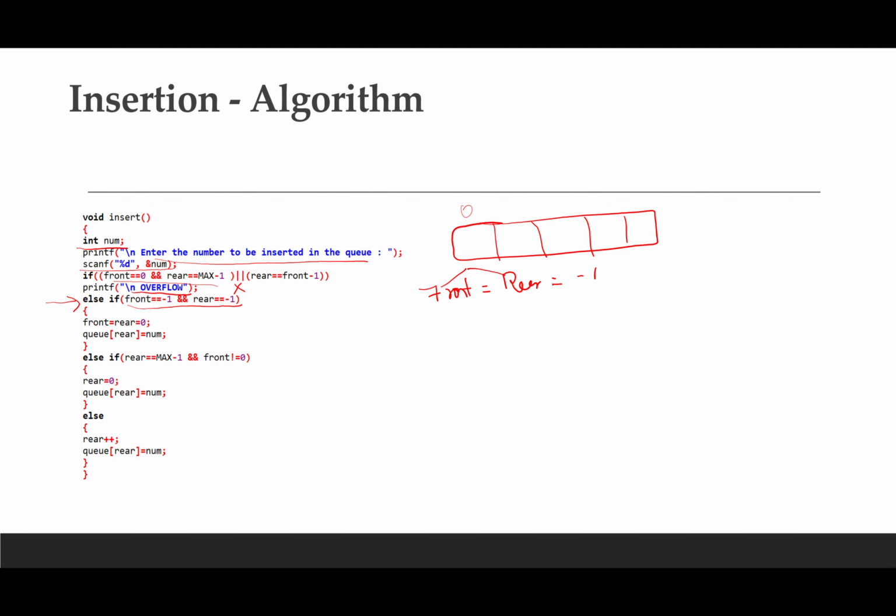And what are we doing? We are inserting the value. For example, we are inserting the value 8 here. So Q of rear. What is the rear position? 0. Q of 0 is equal to 8. Suppose this condition is also false.